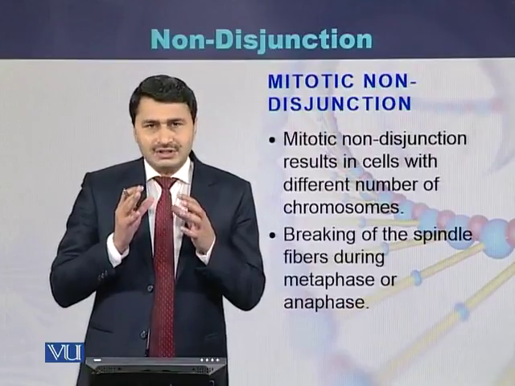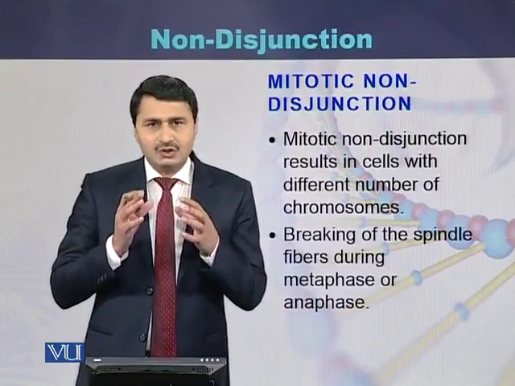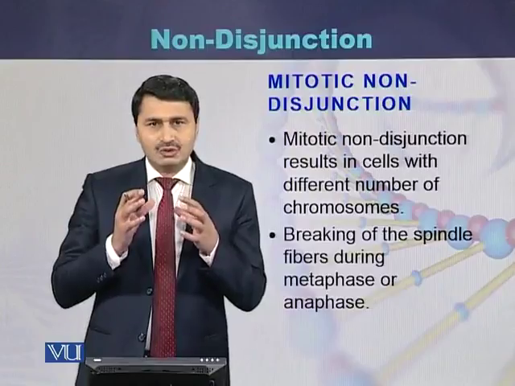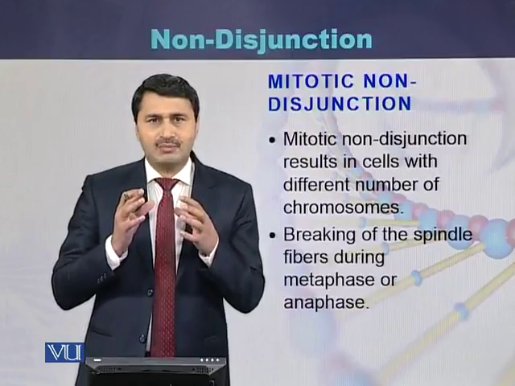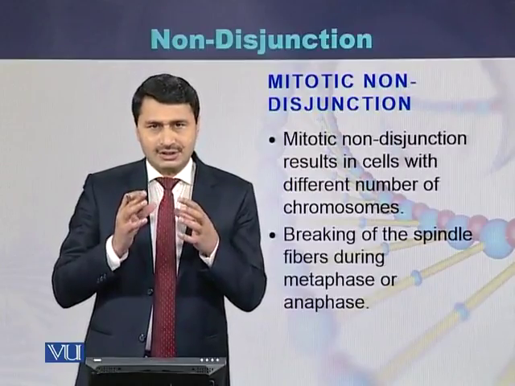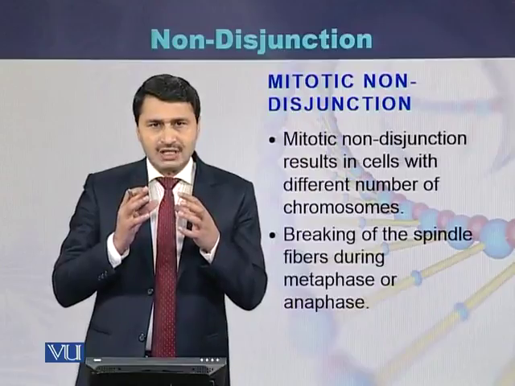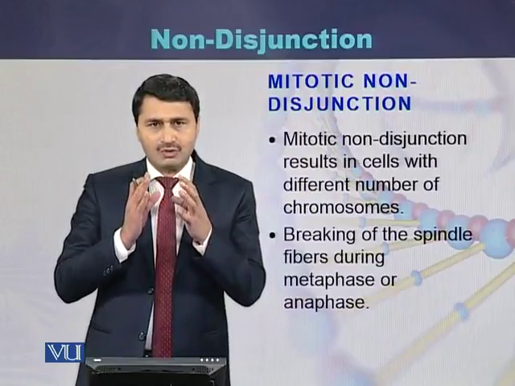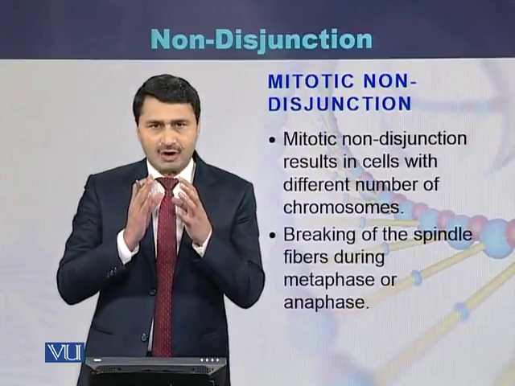Meiotic non-disjunction produces two cells. These two cells have different numbers of chromosomes. The different number of chromosomes is due to non-disjunction of the centromeres of the homologous chromosomes. They will not separate from each other.